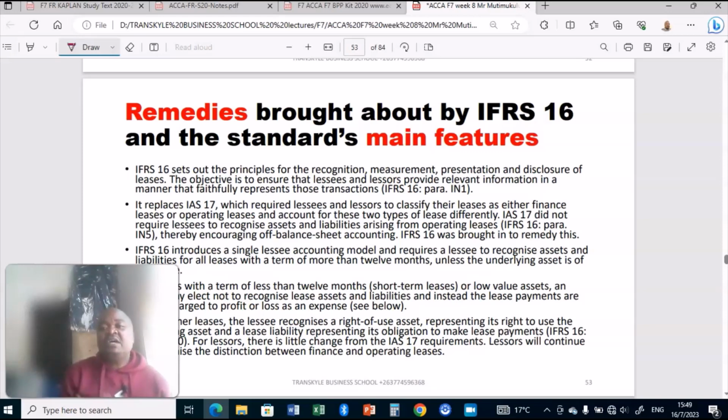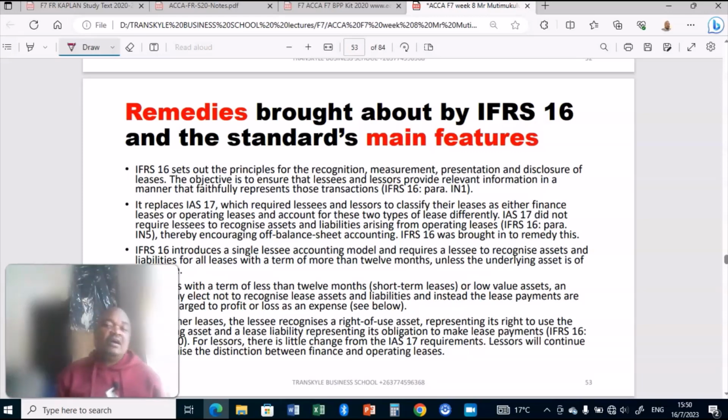All right, so this International Accounting Standard is attempting to ensure that the disclosures and the presentation of financial information are so faithful that prospective or current investors would be informed adequately and know when to make relevant decisions. It replaces IAS 17, which required lessees and lessors to classify their leases as either finance leases or operating leases, and account for these two types of leases differently.